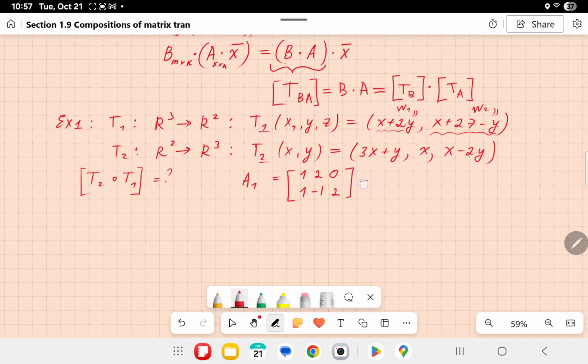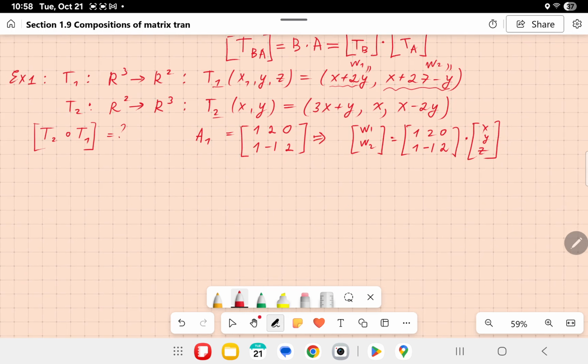And if you want to see how the final vector is going to look, it's going to look like this. W1, W2 is going to be this matrix A1, 1, 2, 0, 1, minus 1, 2, multiplied by x, y, z. So you take x, y, z, multiply by this matrix, and you are going to get the result, okay? So that's my first matrix.